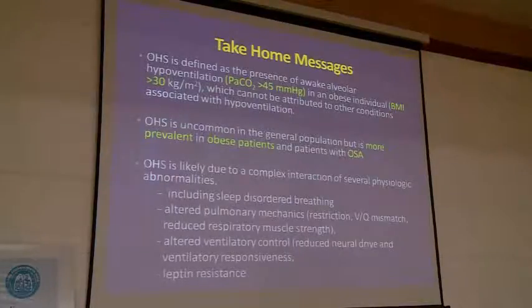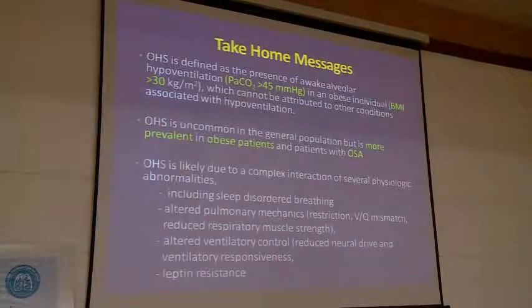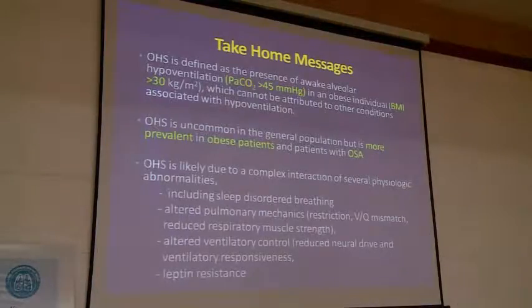So the definition: obesity hypoventilation syndrome, BMI more than 30, sleep disordered breathing, and awake chronic alveolar hypoventilation, which means PCO2 more than 45, PO2 less than 70 in an awake ABG. OHS is uncommon in general population, but it is highly prevalent in obese patients and patients with obstructive sleep apnea. Since we deal with patients of OSA, we better know this condition really well, because 20 to 30% of patients with severe OSA actually have OHS.